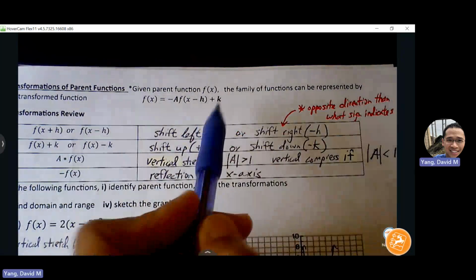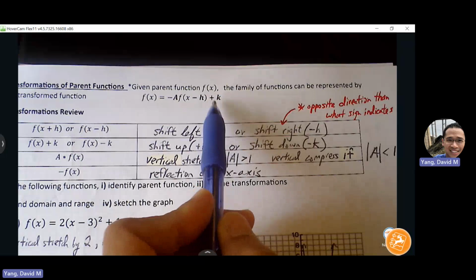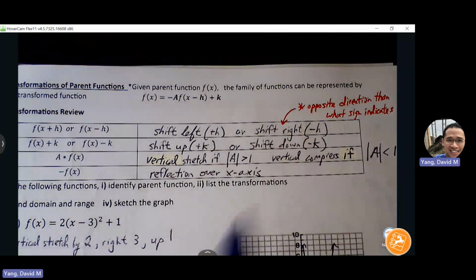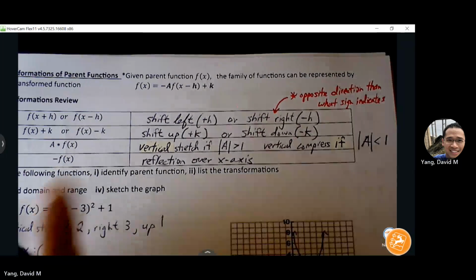Now, any number that is outside, I'm going to call it +k. That's more straightforward. As long as you understand that's a vertical motion, it's going to be straightforward in the sense that positive k is going to shift it up that number of units. Negative k is going to shift that graph down those number of units.